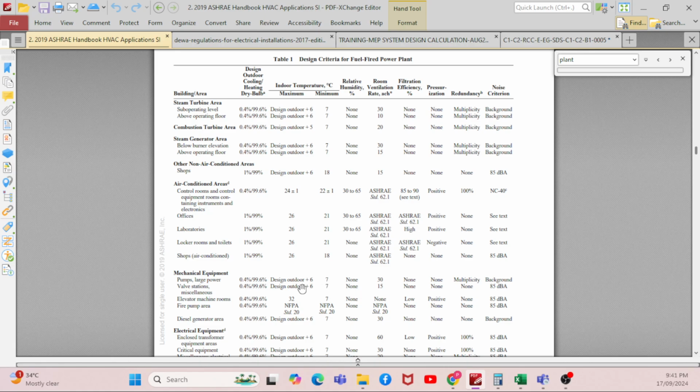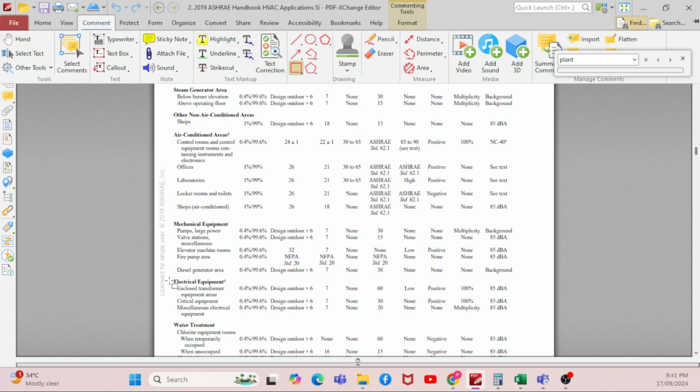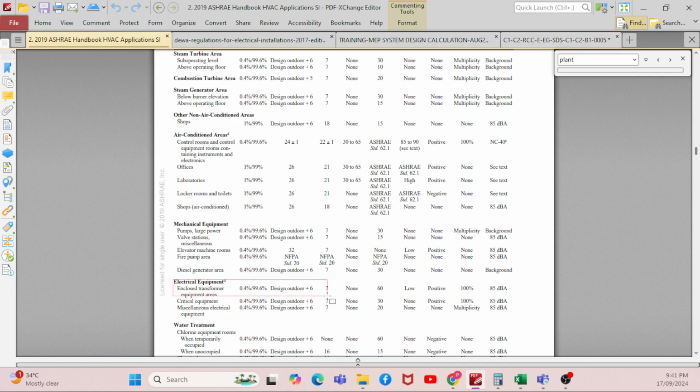The design, if you see for diesel, that's the diesel generator. But for the transformer, it's still the same. So this is design outdoor plus 6 for the transformer. Got it. Understood.